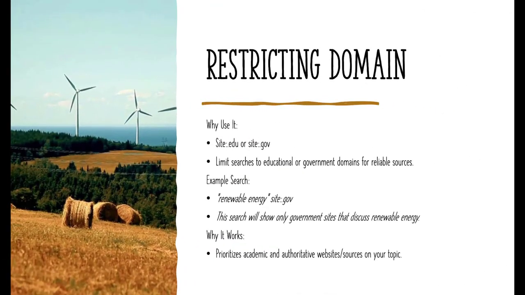If you're looking for credible and authoritative information, limiting your search to specific domains can help. By using cite::edu or cite::gov, you can filter results to educational or government websites. For example, searching for renewable energy with quotations, cite::gov will show only government websites that discuss renewable energy. This is especially useful for finding policy papers, research studies, or official reports.